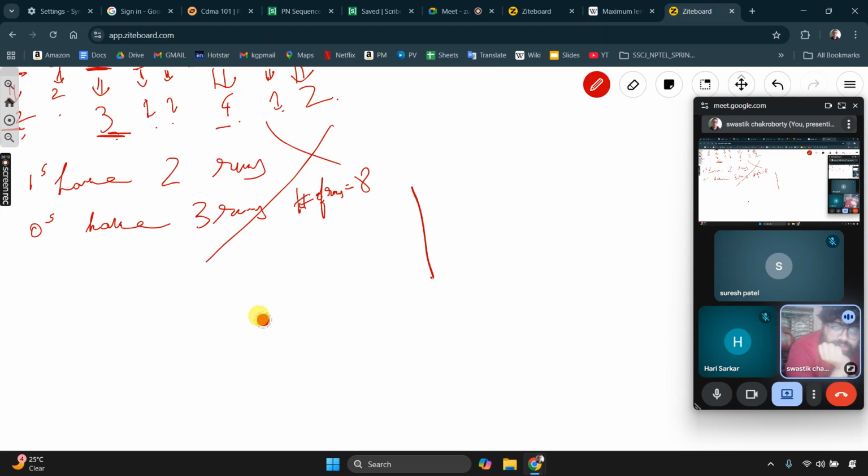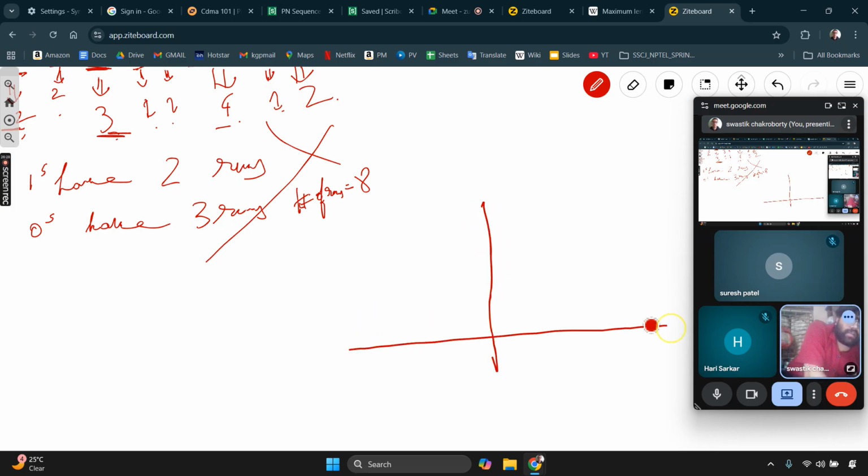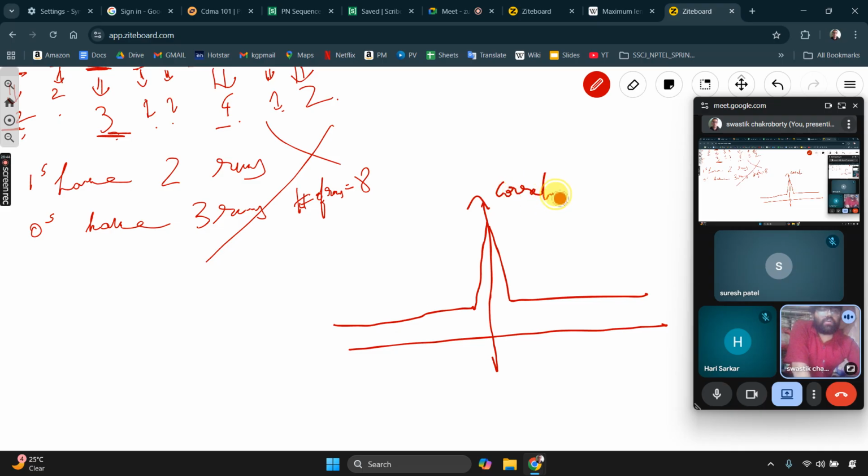Yeah, so the correlation will look like something like this. Sorry, this is not flat. Again, it is this. Yeah, so at 0 it will have a peak and flat all around. So this is the autocorrelation of an MLS.